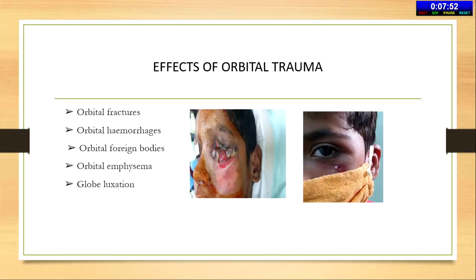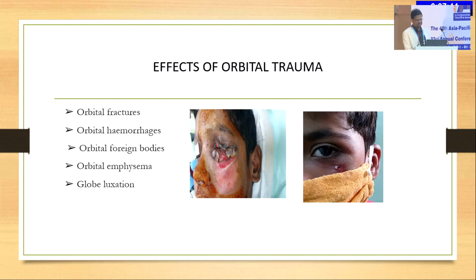Generally, we encounter orbital trauma in cases of road traffic accidents. So we can have the following things in road traffic accidents: orbital fractures, hemorrhage, foreign body, emphysema, and luxation. We will deal with them one by one, although each can be associated with the others.